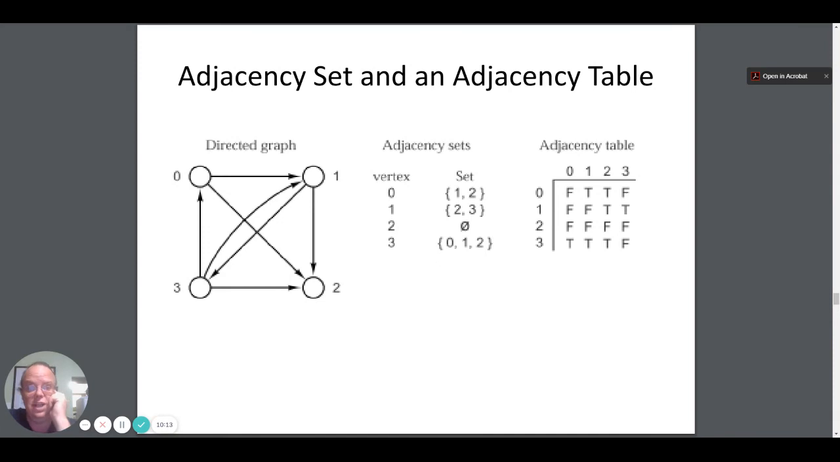And the adjacency table, basically here we can see that 0 is connected to 1 and 2. So I can go from 0 to 1, I can go from 0 to 2. From 1, I can go to 2, and I can go to 3. From 2, I can't go anywhere. And from 3, I can go to 0, 1, or 2. So that's how we would represent this graph using either an adjacency list or set, and how we would represent it using an adjacency table.